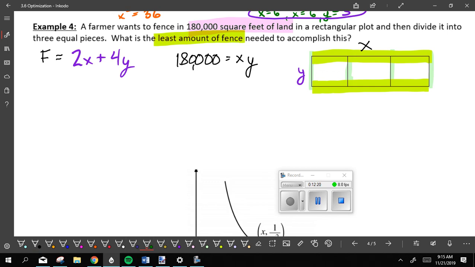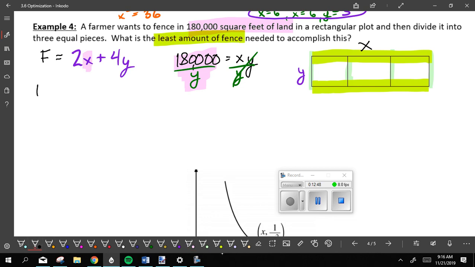It's cool. 180,000 equals X times Y. I want to use that here. What letter would you like to solve for? All right, we're solving for X. So we're going to divide by Y. That's my X. So I'm now going to take this and substitute it in for X.